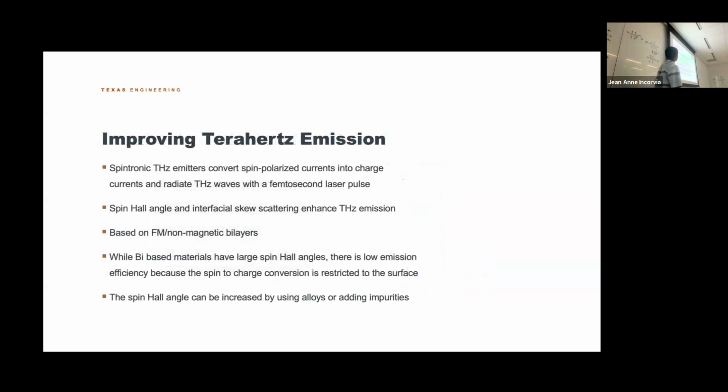And this terahertz emission can also be improved upon, because one disadvantage with bismuth is you are only getting spin conversion on the edge. So a lot of material is being wasted. They call that a low spin to charge conversion. So there's actually another kind of terahertz emitter, which is based on spintronics. That uses the spin Hall effect when you're converting between the two currents. If you increase your spin Hall angle and increase interface scattering, you can improve the terahertz emission. The main way they increase the spin Hall angle is by adding impurities or using alloys.